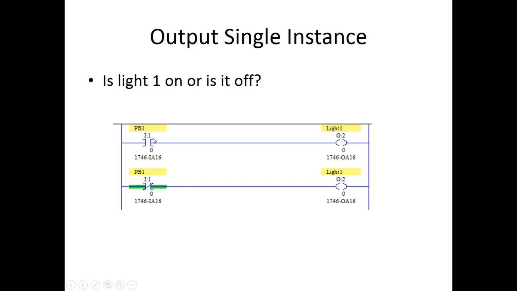I've used PB and PB1. I've used the push button twice, and that's not a problem. You can do that. So if you look at this, is this light 1 on or off? Well, let's look. If I haven't pushed the push button, this says that this is open and the light is off. But if I haven't pushed the push button, then this says it's true and the light is on. So would it be on or off? Because this rung says it's off and this rung says it's on.